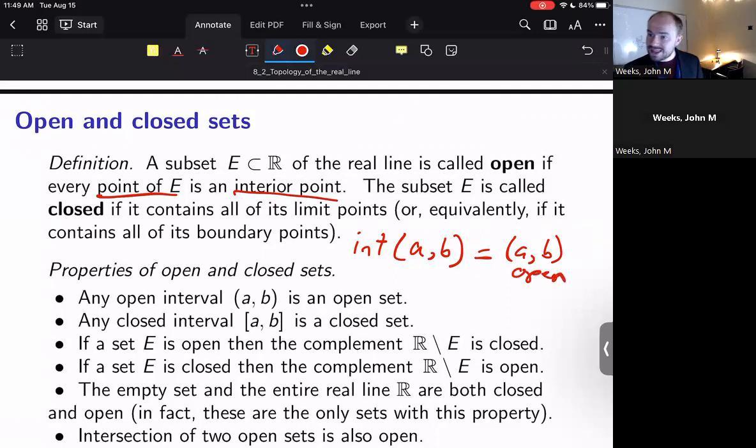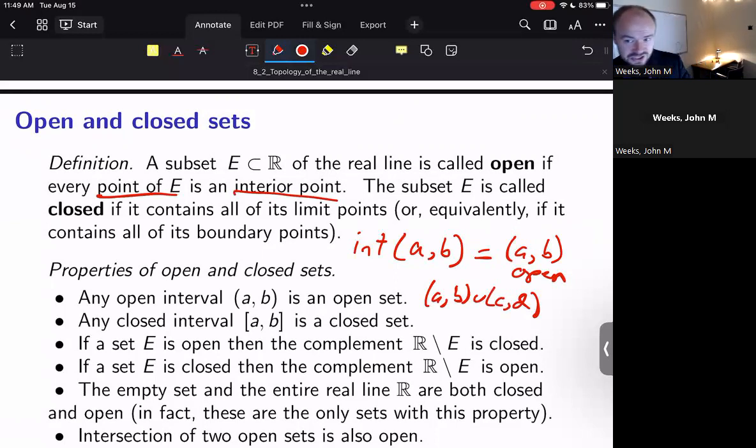But open intervals are not the only open sets around. You could also have (A, B) union (C, D), because if I had taken the interior of this, I would have gotten the same interior. Notice it's no longer an open interval. It's a union of open intervals, and this is an open set.